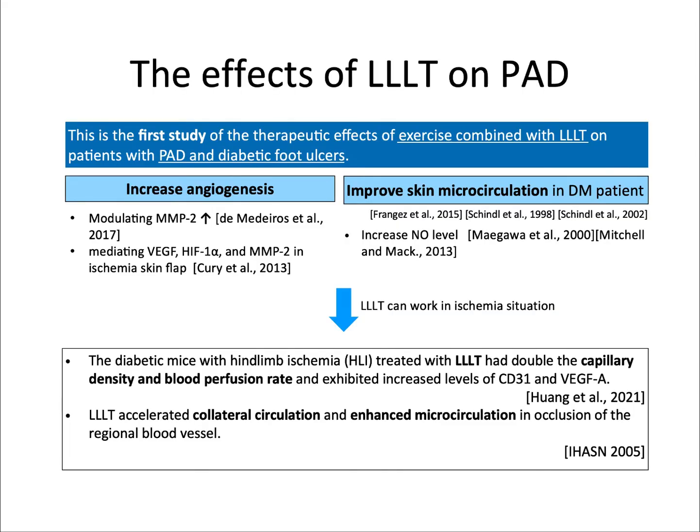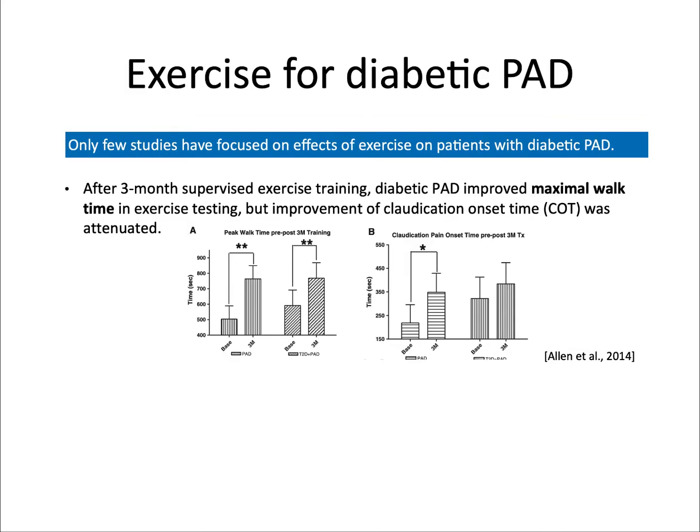Discussion. This is the first study of the therapeutic effects of exercise combined with low-level laser on patients with PAD and diabetic foot ulcer. The low-level laser can increase angiogenesis by modulating cytokines and improve skin microcirculation. And according to a previous study, we found that low-level laser can work in ischemic situations. The diabetic mice with hind limb ischemia treated with low-level laser had doubled the capillary density and blood perfusion, and even in the occlusion of regional blood vessels, low-level laser can accelerate collateral circulation and enhance microcirculation.